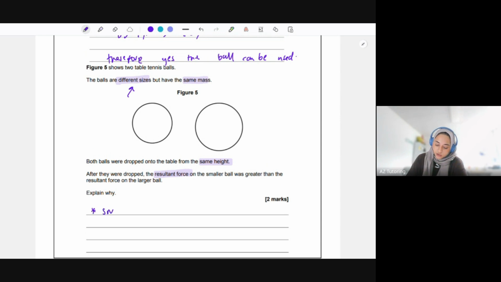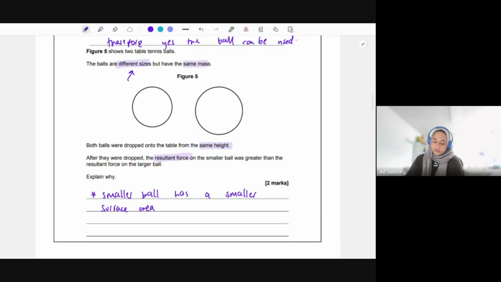You're going to say the smaller ball has a smaller surface area. Remember, that's just the area around the whole ball. It's smaller compared to the bigger one. Yep, you're right. So we're going to speak about air resistance. So we're just going to say air resistance is less on the smaller ball.